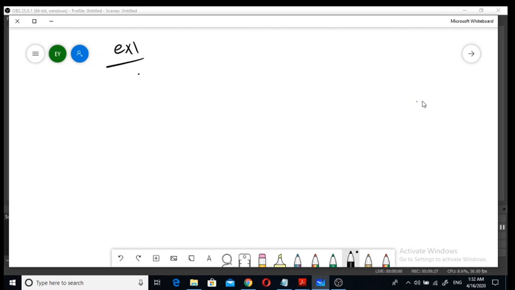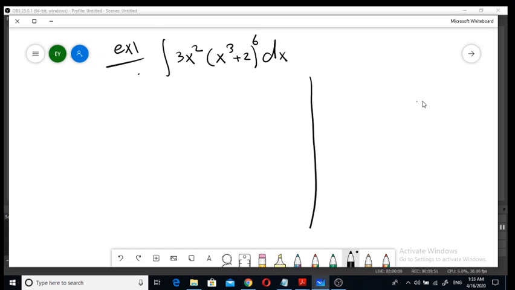Example 1. If we have a product of two functions and we need to evaluate or integrate the function below, 3x squared times x cubed plus 2, all to the power 6, dx. We need to find the antiderivative of 3x squared times x cubed plus 2 all to the power 6.